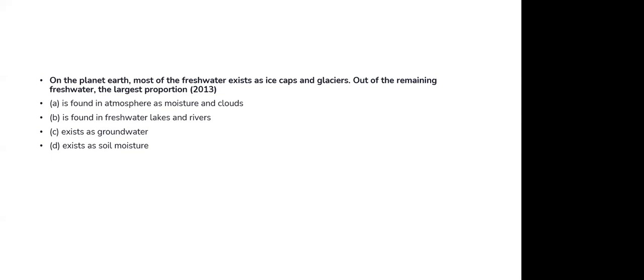On the planet Earth, most of the fresh water exists as ice caps and glaciers. Out of the remaining fresh water, where is the largest portion found? Is it found in the atmosphere as moisture and clouds, or in fresh water as lakes and rivers, or does it exist as groundwater, or as soil moisture? Who can answer this?